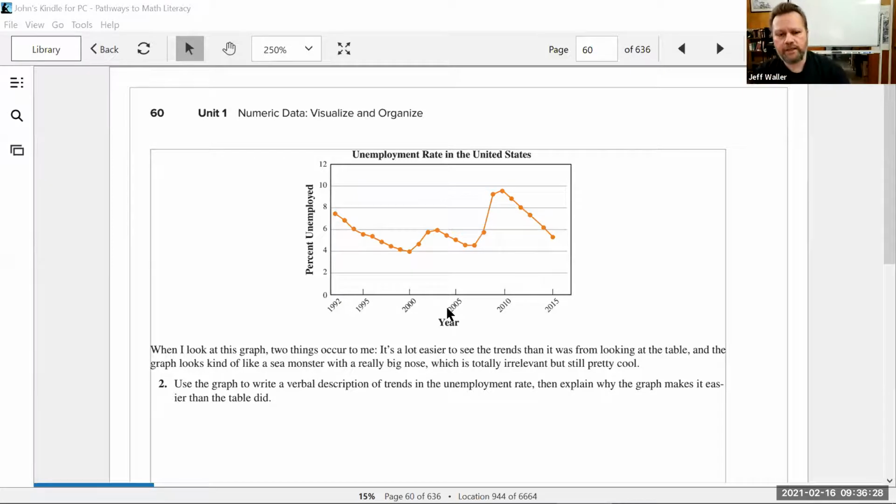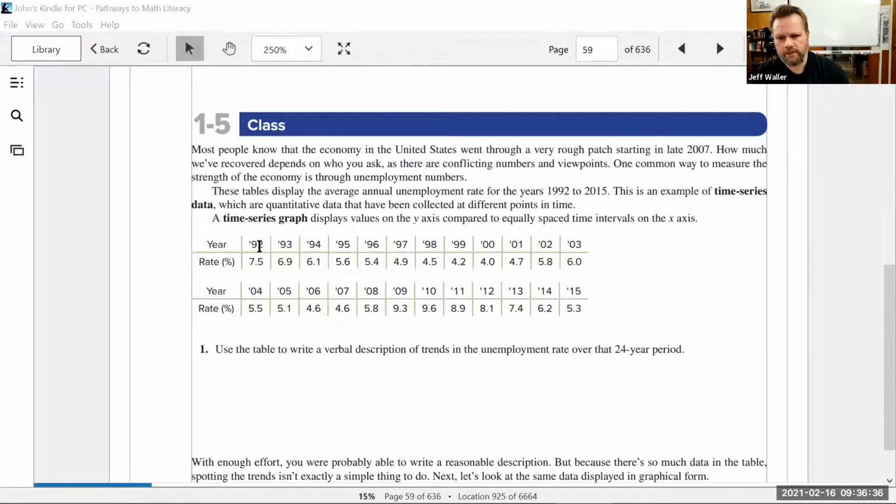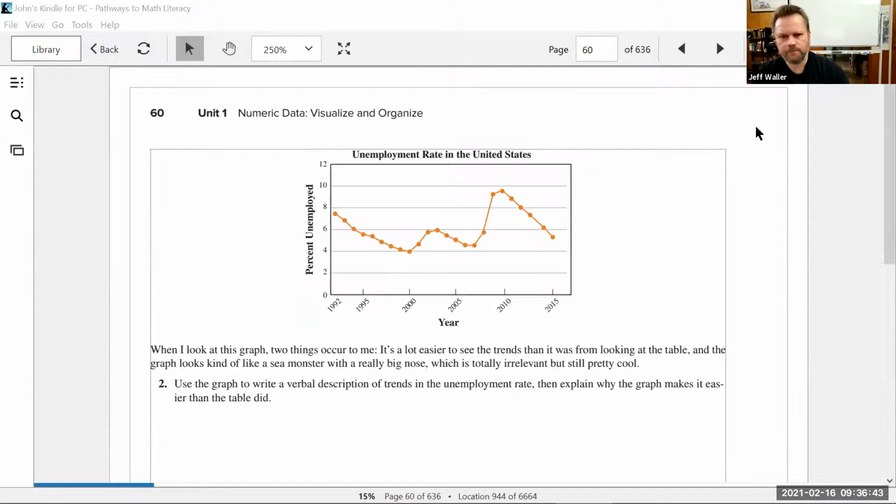How do I create such a graph? What are each of these dots? Come back up here, right? Like right here, this is a point, right? So this is the point 92, 7.5. Let me put that up here. So this is the point 1992, 7.5. So you can see exactly, right?